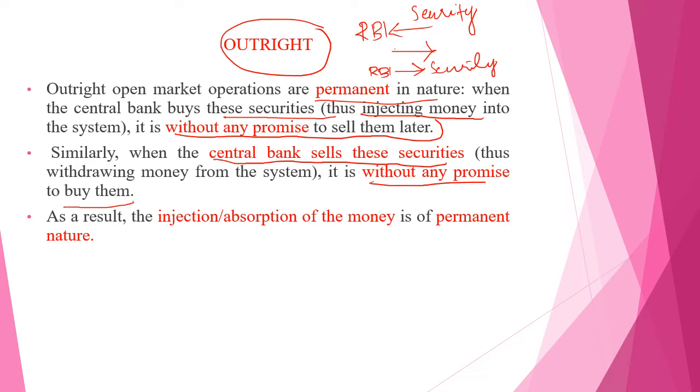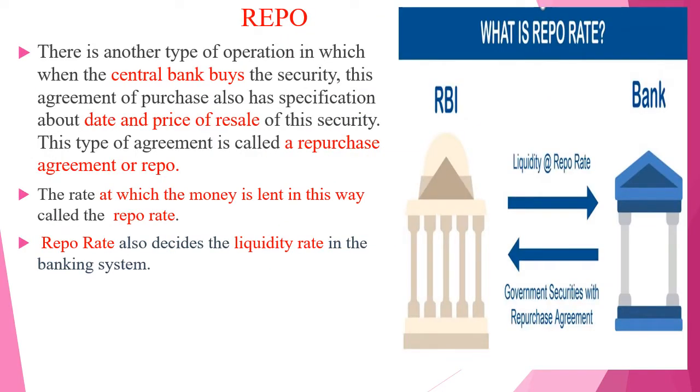And as a result, the injection and absorption of money is of a permanent nature. That is outright operation. The next is the repo. Let's move on to that. What is repo? There is another type of operation in which the central bank buys the security.